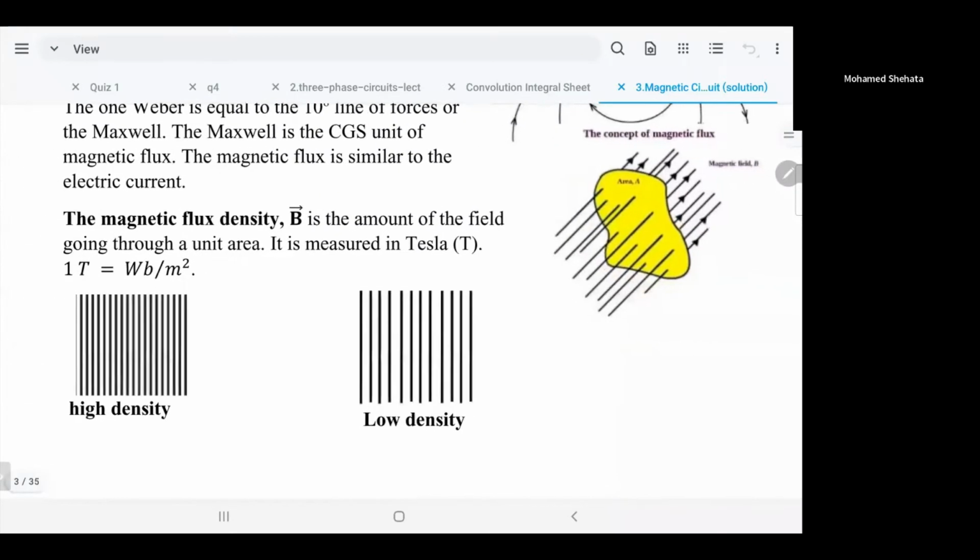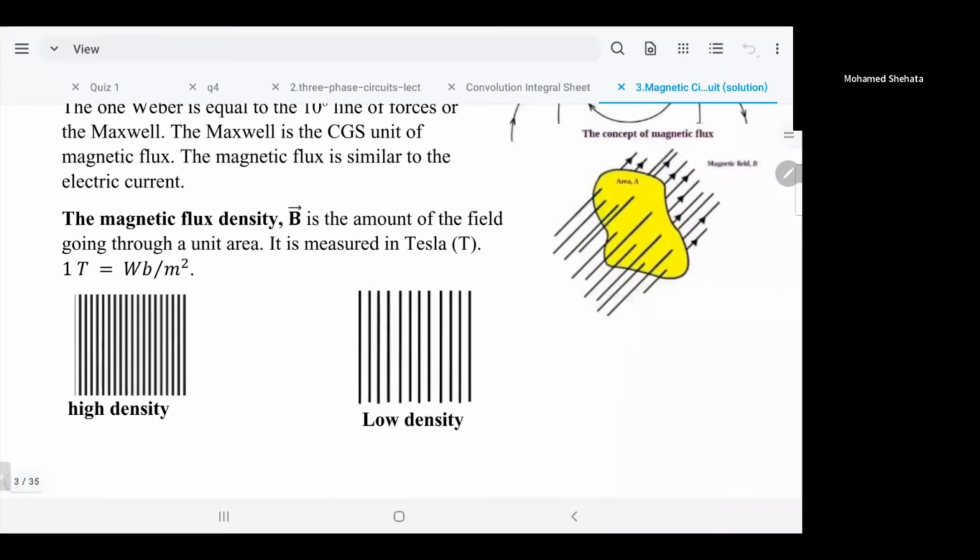I just give you here a picture to show you the low density and high density. That's the difference between them. If one has high density, you find it crowded, with more lines per unit area. What about intensity? What's the difference between intensity and density? I'd like somebody to tell me the difference.